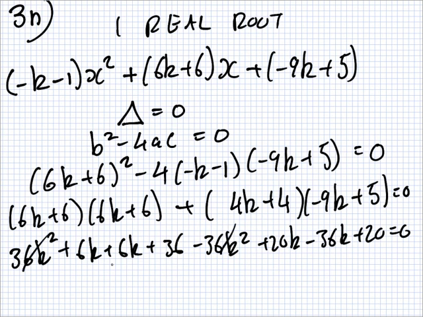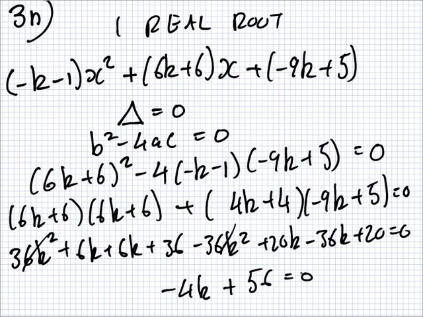12k plus 20k is 32k. 32k minus 36k is minus 4k. 36 plus 20 is 56, right? I feel like something's got a little bit off here. Am I adding these up right? 6 and 6 is 12. 12 plus 20 is 32, right? 32 minus 36 is minus 4. And then what about my numbers? 36 and 20 is 56, right? Okay, 56 equals 0. No, I feel like I've done something wrong.